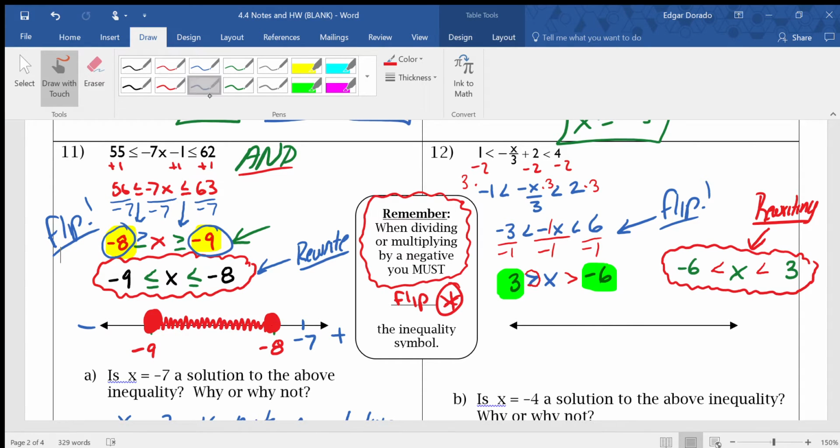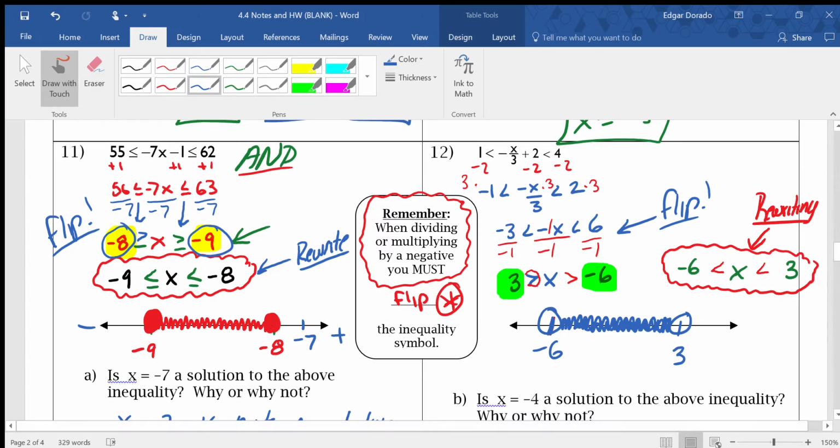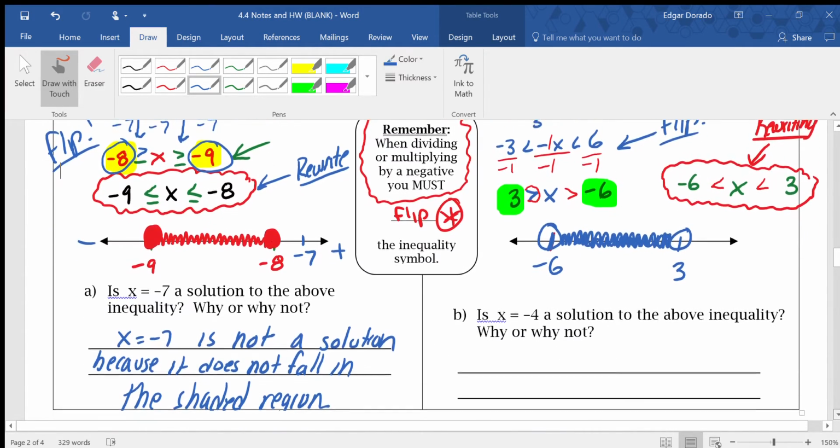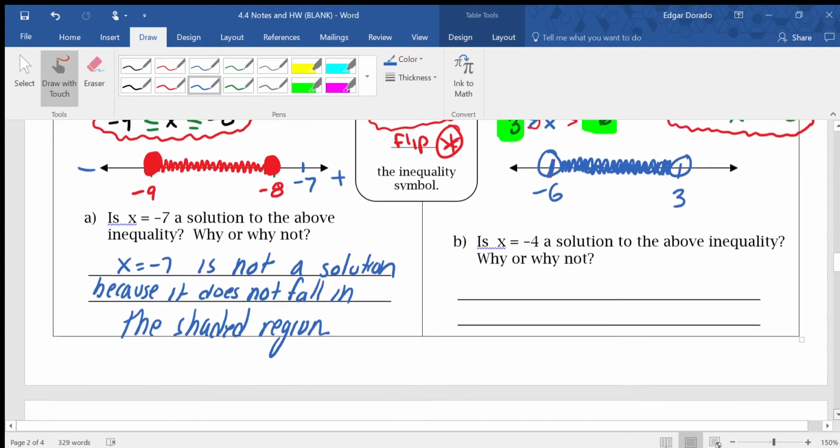I can graph now. So let's go ahead and put my -6 here, +3 there. What symbols do I use? Well, I use less than symbols, so no need to shade. They're just open circles. And now I have to just shade the middle. Okay, I shaded the middle. Now I go check possibly if number 4 is a solution here.